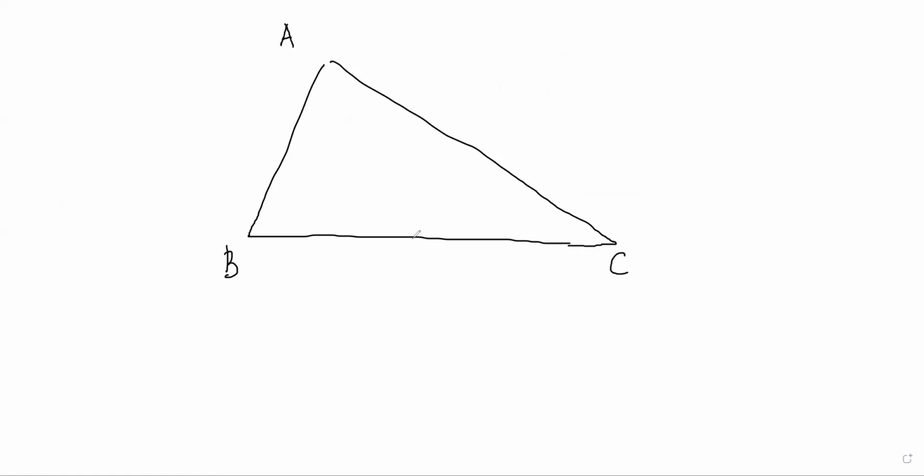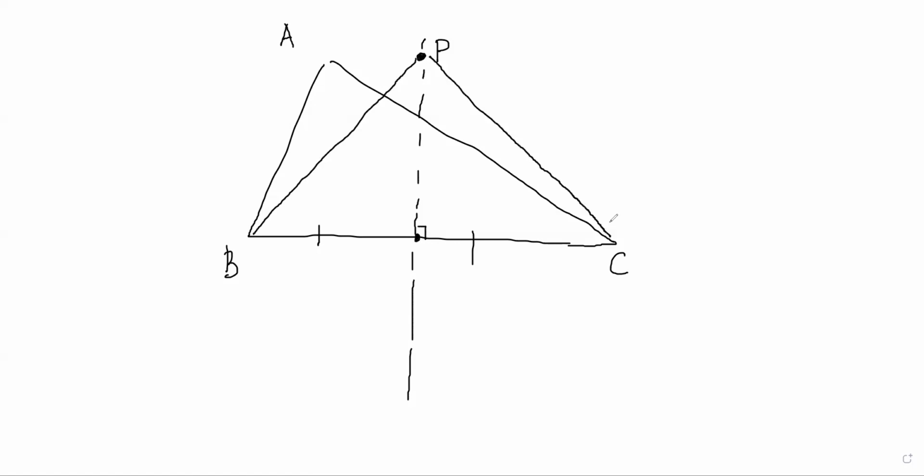This is my midpoint and I have drawn a line perpendicular to it, which is the perpendicular bisector of BC. Now what you should realize is any point on this line, point P, if I join PB and I join PC, you can prove that triangle PBC and triangle PDC are congruent.